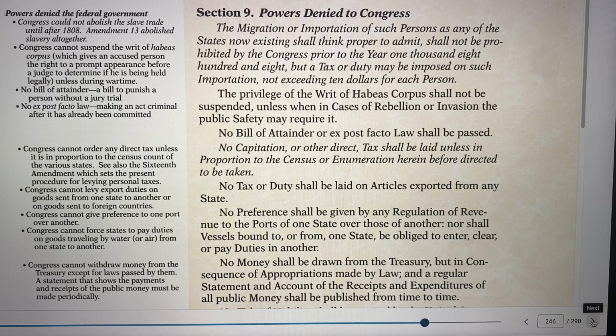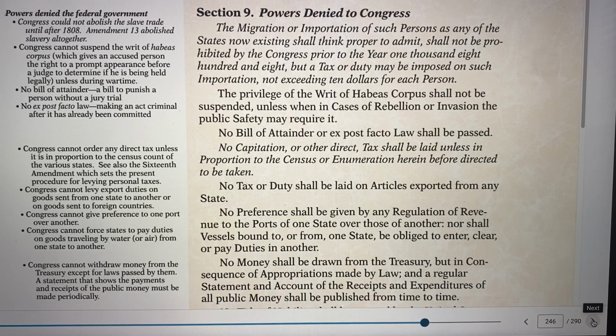So that's one. Congress cannot suspend the writ of habeas corpus. What is habeas corpus? It gives an accused person the right to a prompt appearance before a judge to determine if he's held legally. Habeas corpus is that they can't just come and take you and hold you, first of all, without a warrant, but also they cannot hold you unless you are first judged by the judge. So habeas corpus protects the individual, unless it's during wartime. And then they could hold about anybody, right? So the writ of habeas gives an accused person the right to a prompt appearance before a judge to determine if he's being held legally.